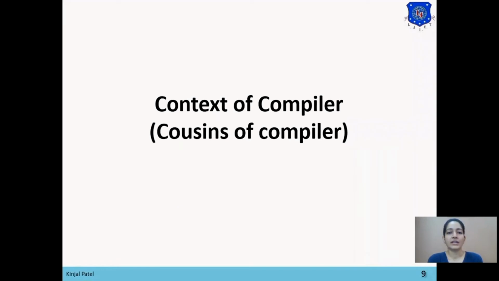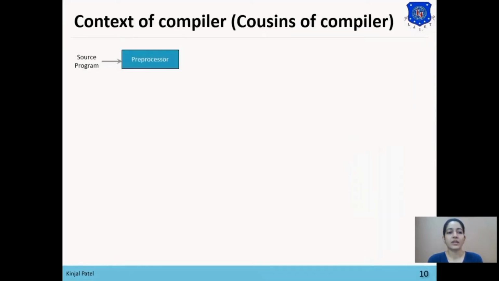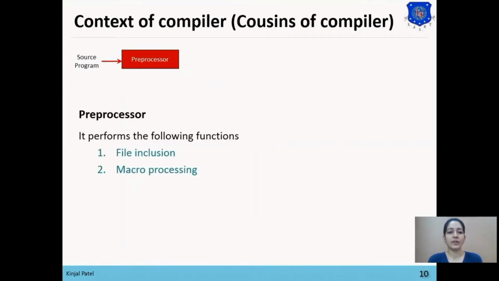So first, context of compiler. Context of compiler is also called the cousins of compiler, because along with the compiler there are multiple software used to help compiler to convert source program into target program. For example, preprocessor, linker, loader, and assembler. So these all are also called the cousins of compiler. So before entering into compiler, our source program is passed into preprocessor. And preprocessor will perform the following functions.